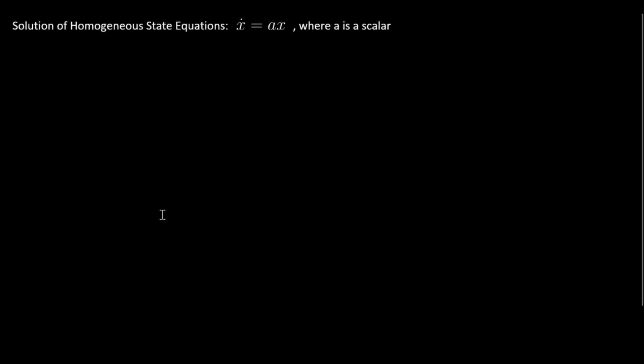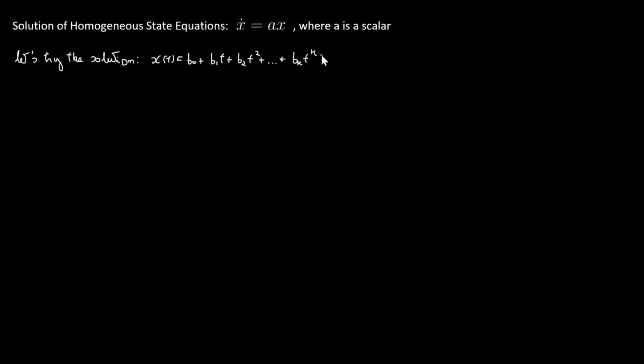In this video, we will learn what is the solution of the homogeneous state equation x dot equal ax. To this end, let us assume that we have a solution of the following format. x equal b0 plus b1t plus b2t squared plus bk t power of k, and so on.